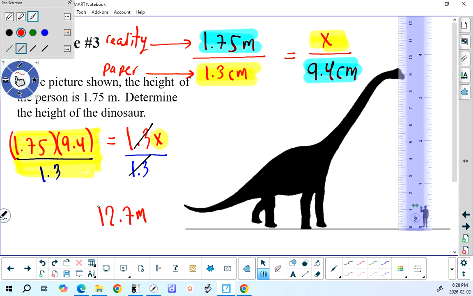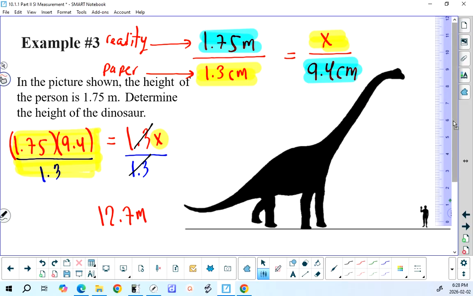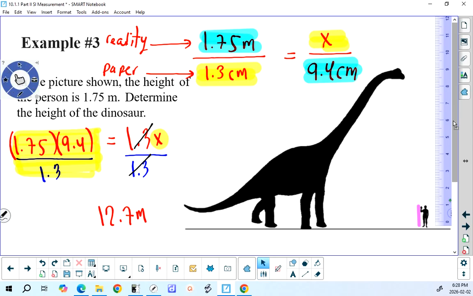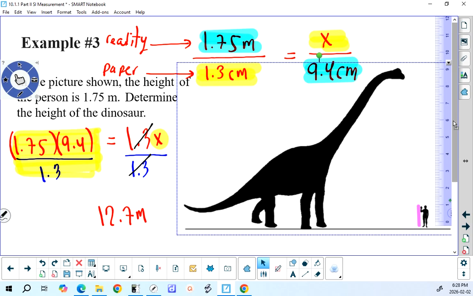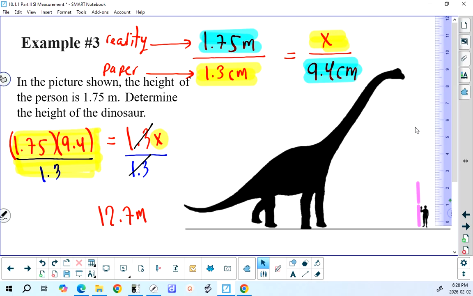Does that seem reasonable? Well, I think so. We can do it in a slightly different way. If I were to take a look at the height of that person and just say that this line represents the height of that person, the question then becomes, how many of those lines will take me up to the top of the head of the dinosaur? Well, 1, 2, 3, 4, 5, 6, I'm going to say 7 and a bit.